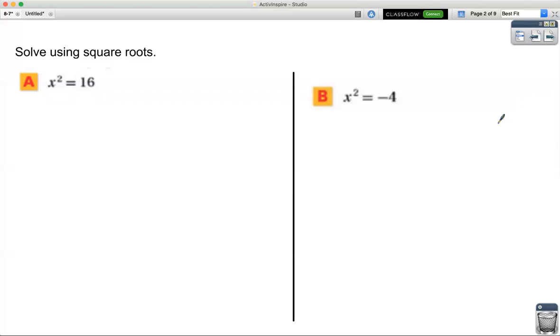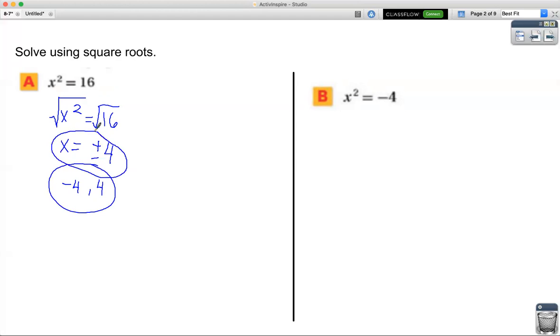We're instructed to solve by using square roots. Let's look at the following. To solve part A, we take the square root of each side of the equation. Remembering that whenever you get the square root, there are two possible answers, positive or negative. The square root of 16, which is a perfect square, will become 4. So there are two answers, a positive 4 or a negative 4. That's your answer right there. Or you can use the written form with a plus minus 4, and that's okay. They mean the same thing.